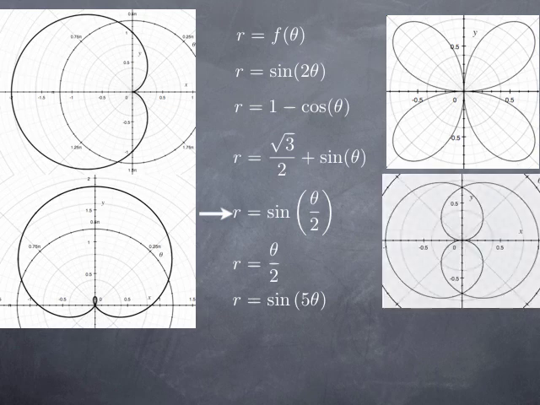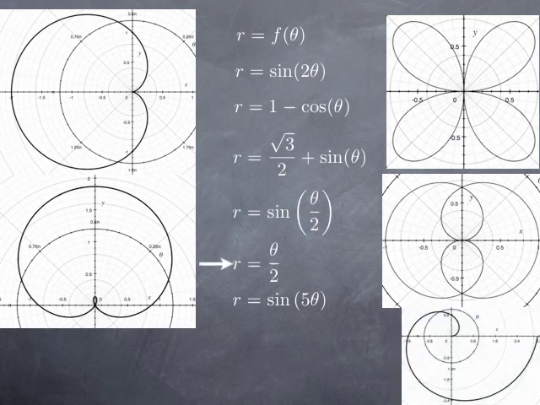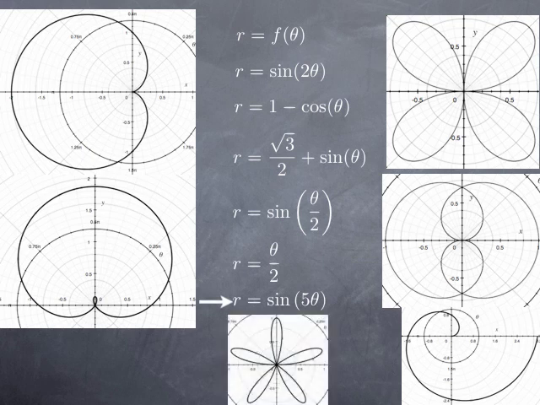For the first one, you could get something that looks like that. R equals theta over 2 would be a spiral that looks like that. Again, we have the unit circle represented on that graph. And for the last one, you would get something with 5 loops all joining at the pole.